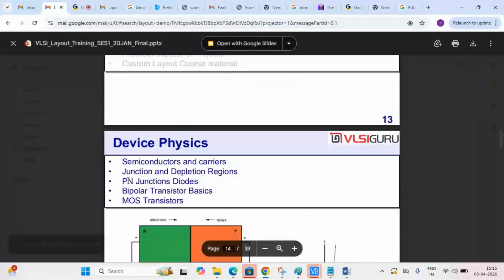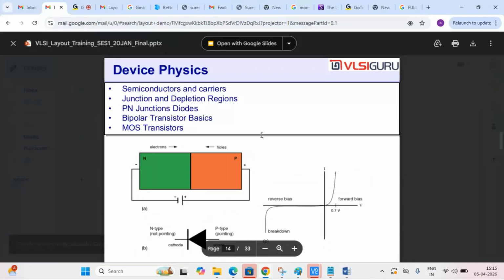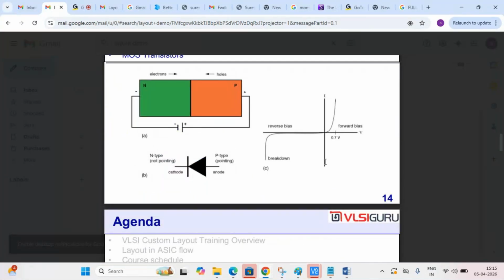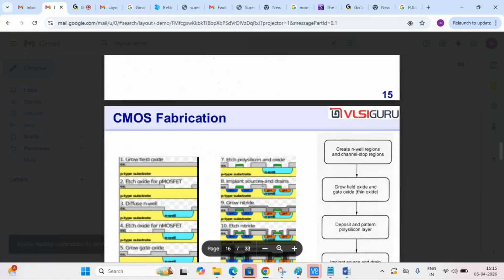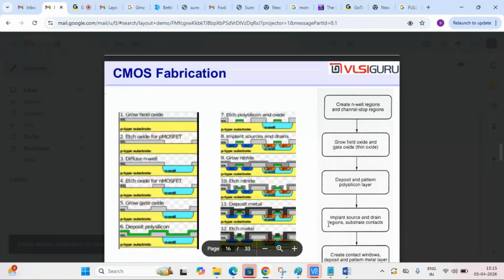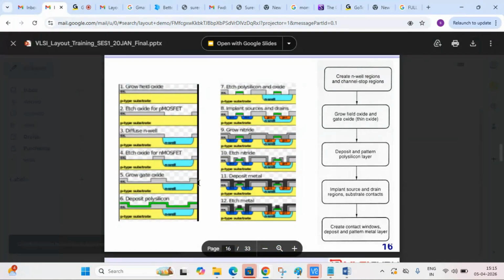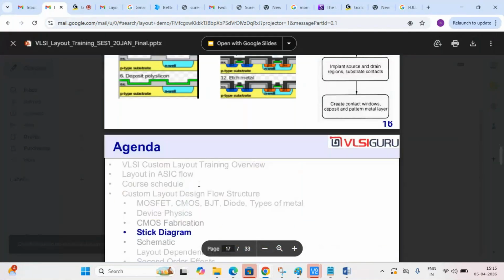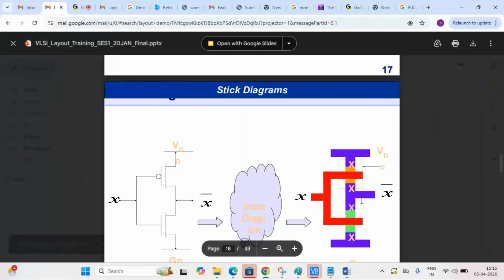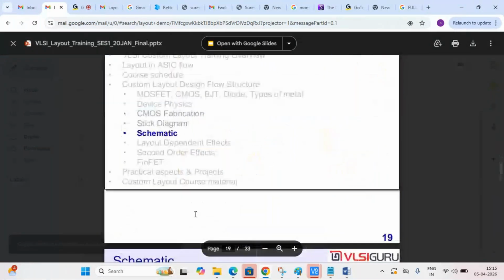Some device physics will be covered, like the PN junction, how it works, forward bias region, reverse bias region. This is the CMOS fabrication, how it will be formed. Some stick diagrams: this is the CMOS, PMOS and NMOS. This is the stick diagram like this. And the layout, how will you implement it?